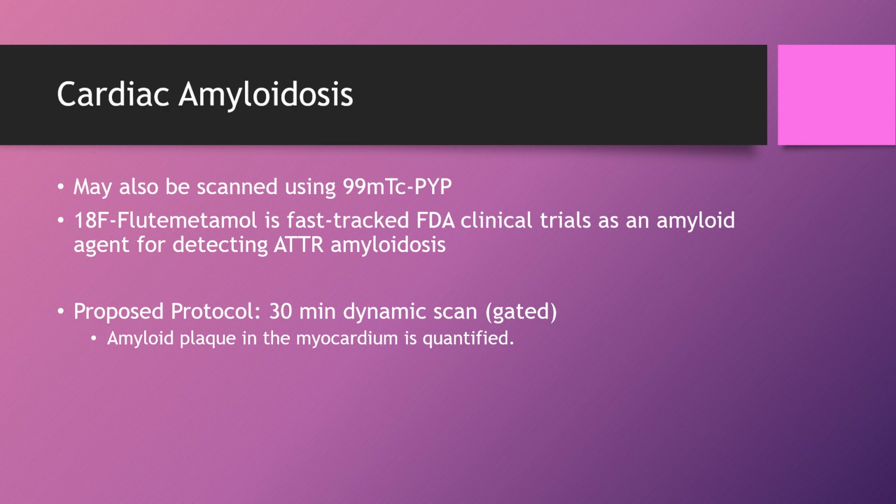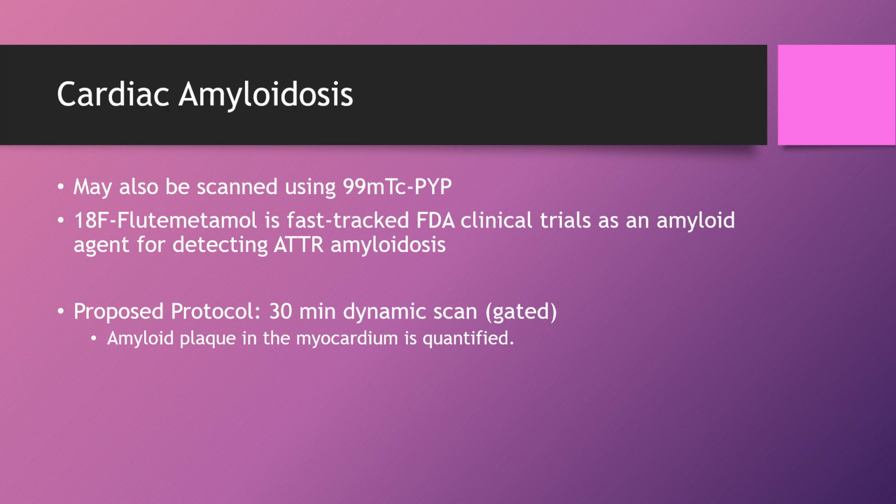I want to point out that cardiac amyloidosis can also be scanned using Technetium-99m PYP. There's also a protocol for MDP/HMDP. So it is still sometimes done using SPECT imaging. That's discussed in another course.